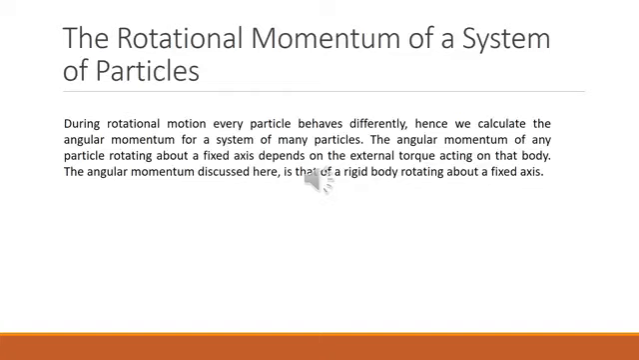The rotational momentum of a system of particles. During rotational motion, every particle behaves differently. Hence, we calculate the angular momentum for a system of many particles. The angular momentum of any particle rotating about a fixed axis depends on the external torque acting on that body. The angular momentum discussed here is that of a rigid body rotating about a fixed axis.